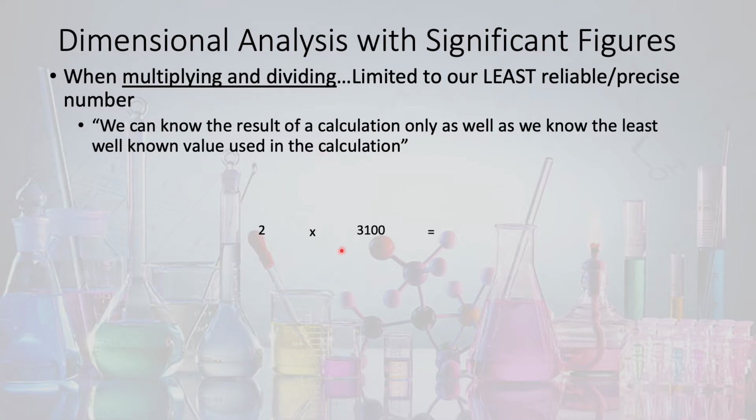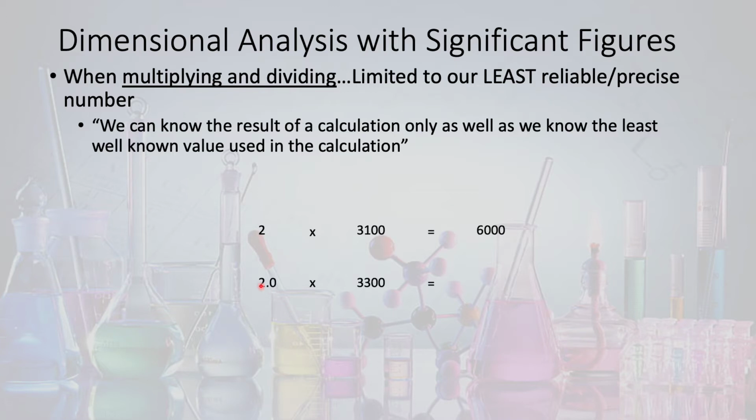So in the example here, we have 2, which is one significant figure, and 3,100, which has two significant figures. So our least precise number is 2 with one significant figure. Now normally when we would multiply these numbers together, we would arrive at the answer of 6,200. However, because we are limited by our least precise number, 2, with one significant figure, this number is rounded down to 6,000, which also only contains one significant figure.